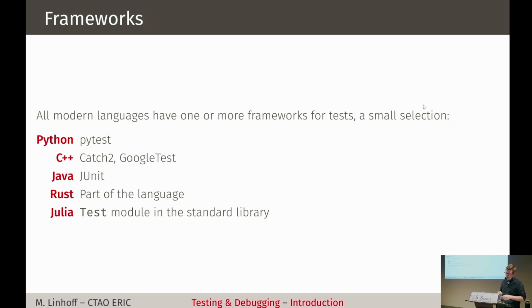For Java, the one main contender is JUnit. In Rust, it's just part of the language, so you can add specific macros that mark functions as test functions, and then you can execute them as tests. And Julia has a test module in the standard library.